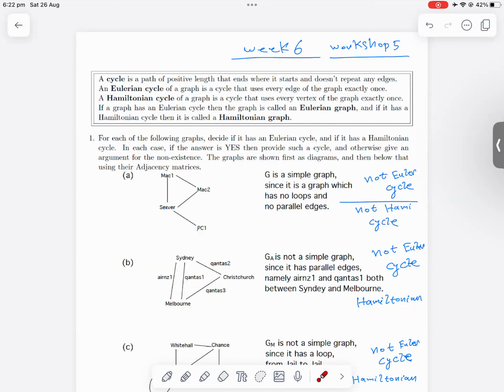So we see that the degree of this vertex is just 1, the degree of this one is just 3. So for having a Eulerian cycle, all of the vertices' degrees should be even numbers. So this one is not a Eulerian cycle, and also this is not a Hamiltonian cycle, because in any condition, if we start here, we will touch this server in order to get this PC1. We will have to touch it like twice.